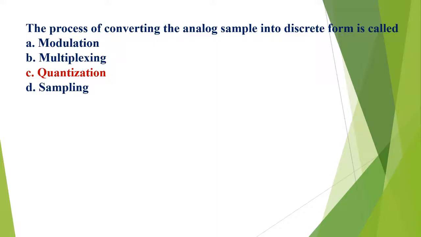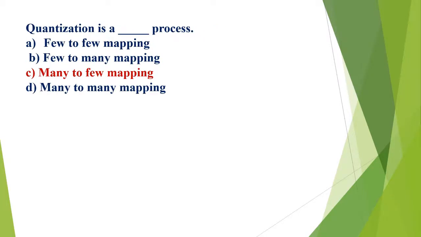The process of converting the analog samples into discrete form is called A. Modulation, B. Multiplexing, C. Quantization, D. Sampling. And the correct option is C. Quantization.